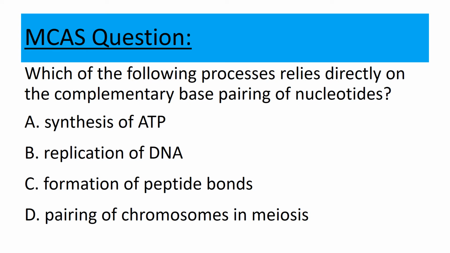Which of the following processes relies directly on the complementary base pairing of nucleotides? A, synthesis of ATP. B, replication of DNA. C, formation of peptide bonds. Or D, pairing of chromosomes in meiosis. And the answer is B, replication of DNA. DNA replication unfolds based on the rules of base pairing. The new complementary strands of DNA are created based on the rules of base pairing.